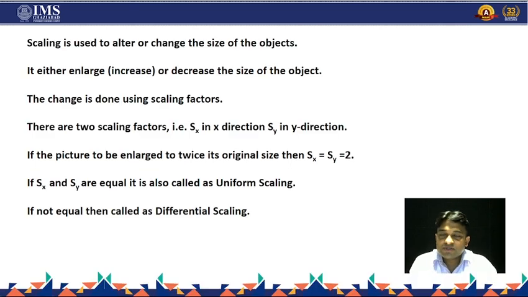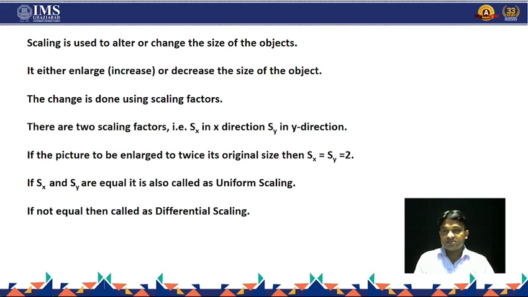So now, first of all, what does scaling mean? Scaling is used to change the size of an object. As I discussed in the previous lecture, translation is used to change the position of an object. In another aspect, scaling is used to change the size of an object. It either magnifies or decreases the size of an object. So with respect to scaling, an object's size either increases or shrinks.